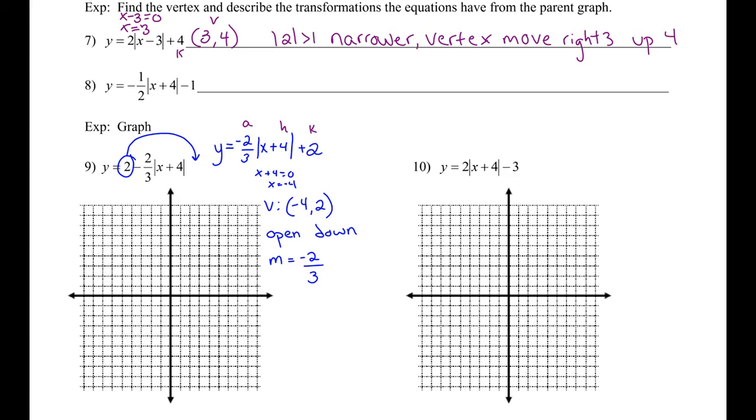So I'm going to start at negative 4, 2. And I'm going to use the slope negative 2/3, which means I fall 2, run over 3, fall 2, run over 3, and I'm just going to continue this pattern until I have a few points to graph. Then, to graph the other side, I'm going to use symmetry, so I'm going to fall 2 and run 3 in the other direction, fall 2, run 3 in the other direction. And absolute value graphs have a V shape to them, so I'm going to connect my points to form a V shape.